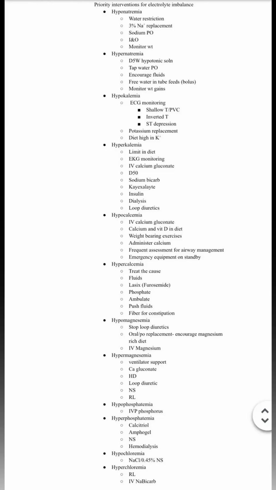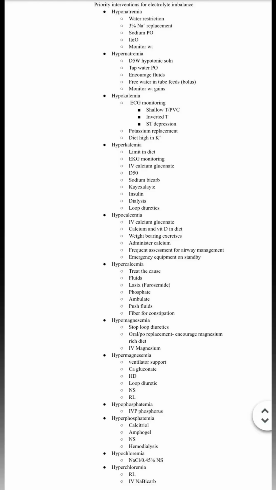Hyperkalemia, potassium above 5, represents a serious cardiac emergency. Initial steps include immediately restricting dietary potassium and monitoring for peaked T waves on ECG. Protect cardiac function with IV calcium gluconate, then focus on lowering potassium levels using a combination of insulin with glucose, sodium bicarbonate, or Kayexalate. Severe cases may require dialysis, and loop diuretics can assist in potassium excretion.